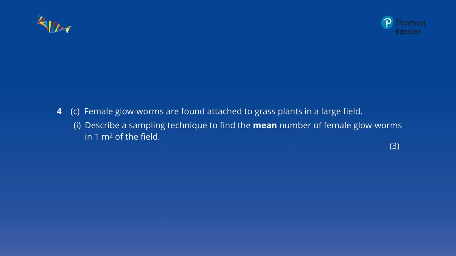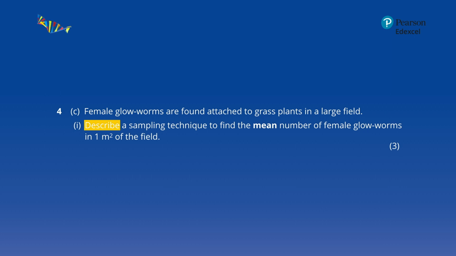When answering any question, it's important to stop and think, what is this question about? This question is not testing what you know about glowworms, it's testing what you know about sampling techniques. This question covers AO1 and AO2. It tests knowledge of sampling, which is AO1, and asks you to apply it in an unfamiliar context, which is AO2. The word mean is in bold because you need to describe how to work out the mean in order to answer this question. So the question is not just asking how to take a sample, but how to use the data from a sample.